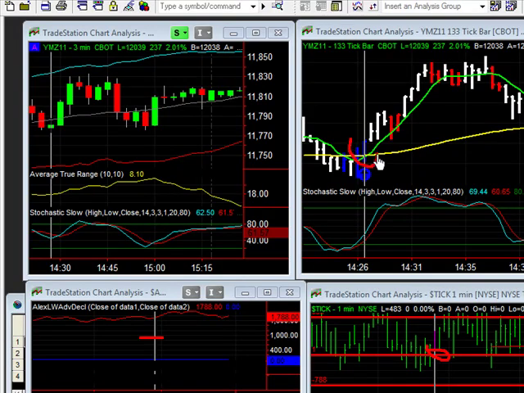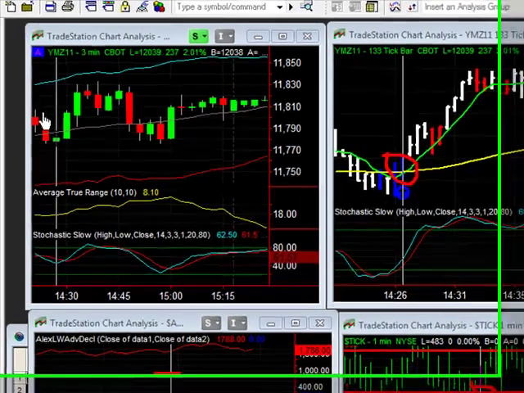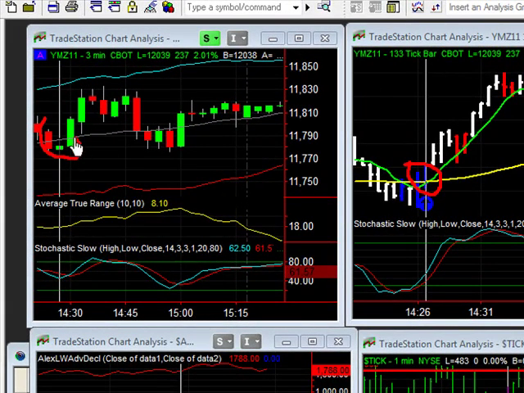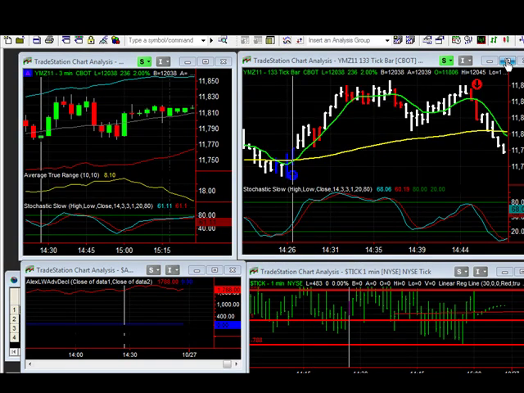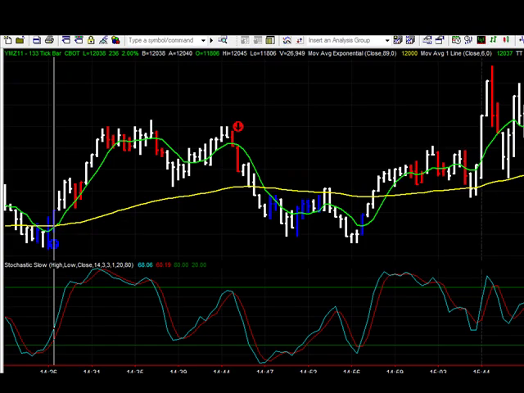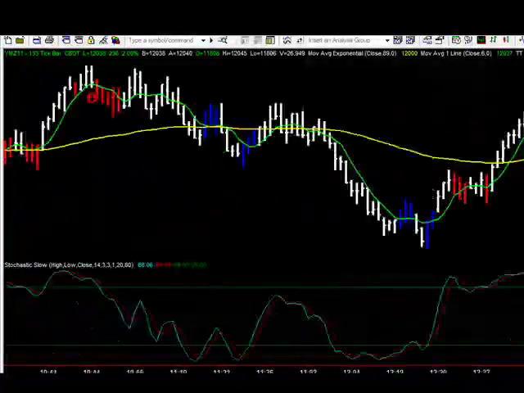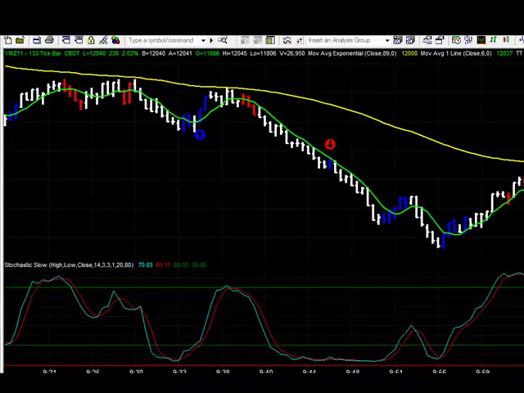Of course, the 133 tick chart, and what the stochastics looked like, and what the 3-minute chart looked like, which was a retracement to the mid-Keltner at the same time. So just to review it, let's go to another chart. Let's go back to, let's say, one of our shorts.